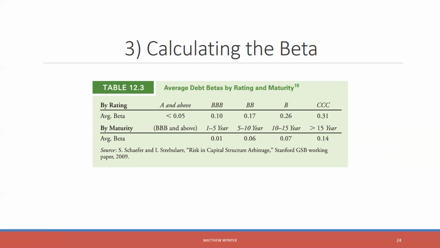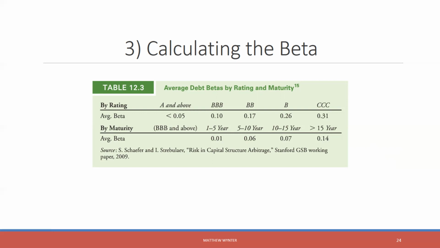Notice what happens when we get up to triple C. When we get to triple C, that's below investment grade debt, very risky debt. Notice how the beta of the triple C debt is considerably higher than the beta of A and above. Same story when we look at maturity structure.